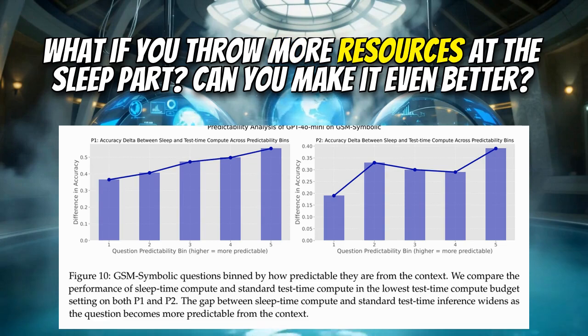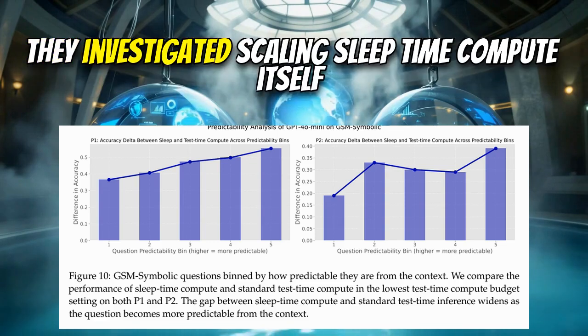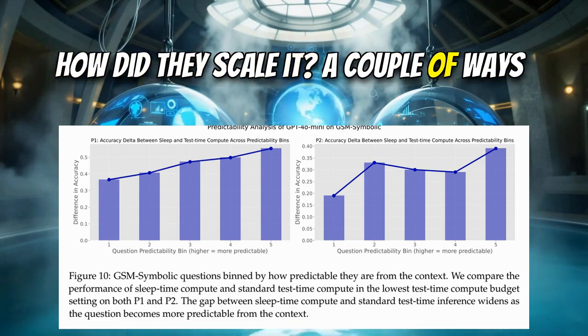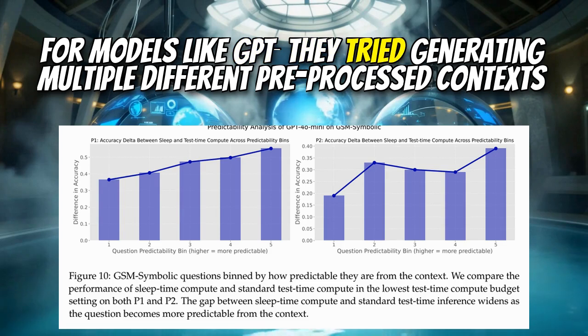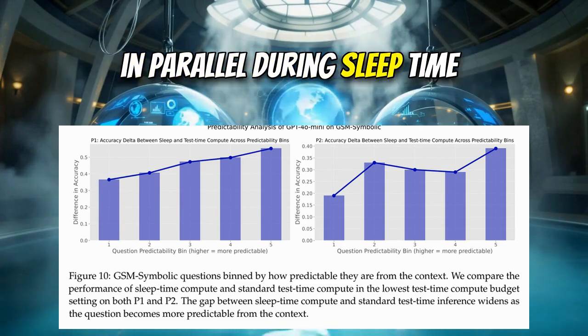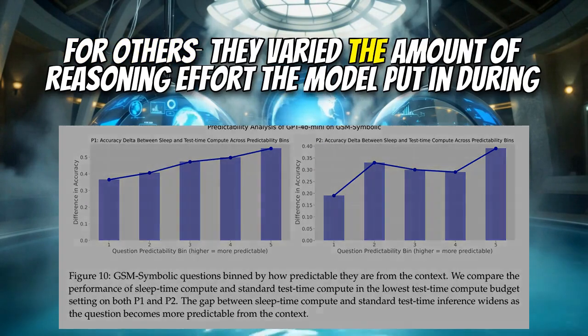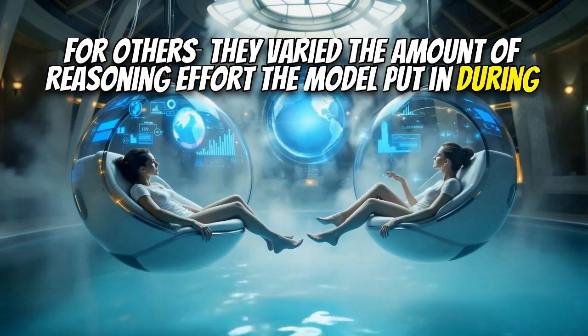What if you throw more resources at the sleep part? Can you make it even better? That's a key question. They investigated scaling sleep time compute itself. How do they scale it? Couple of ways. For models like GPT, they tried generating multiple different pre-processed contexts in parallel during sleep time. For others, they varied the amount of reasoning effort the model put in during sleep time.